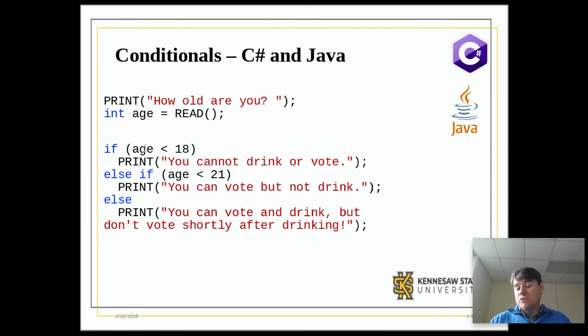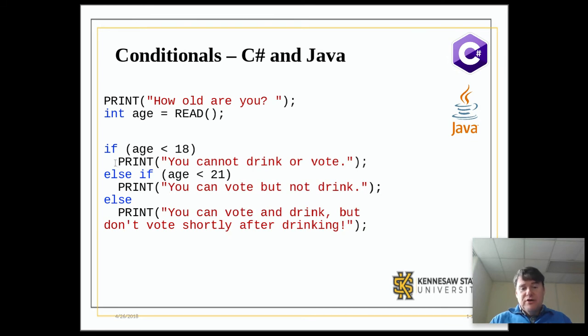So if they give us an age of 23, 23 less than 18 is false. 23 less than 21 is false. So then it goes to the else. Since there's no other condition here and there is an else, it will just do it. You don't always have to have else ifs, and you don't always have to have elses. It is entirely valid to have an if statement with nothing else, with no else ifs or else underneath it.